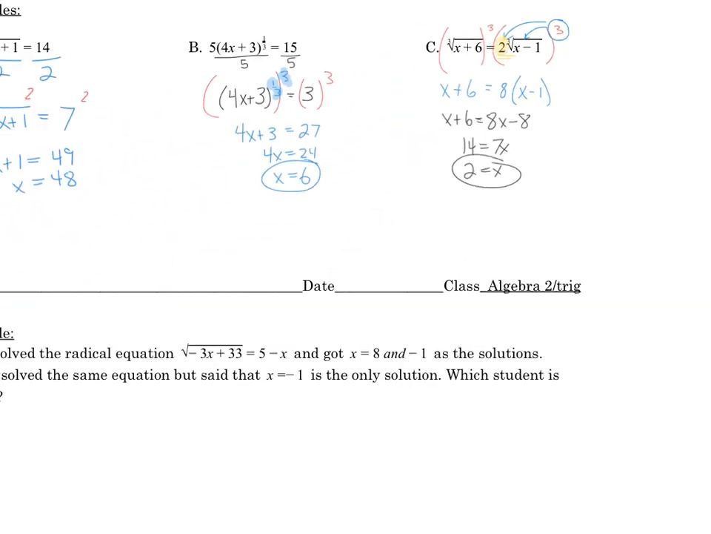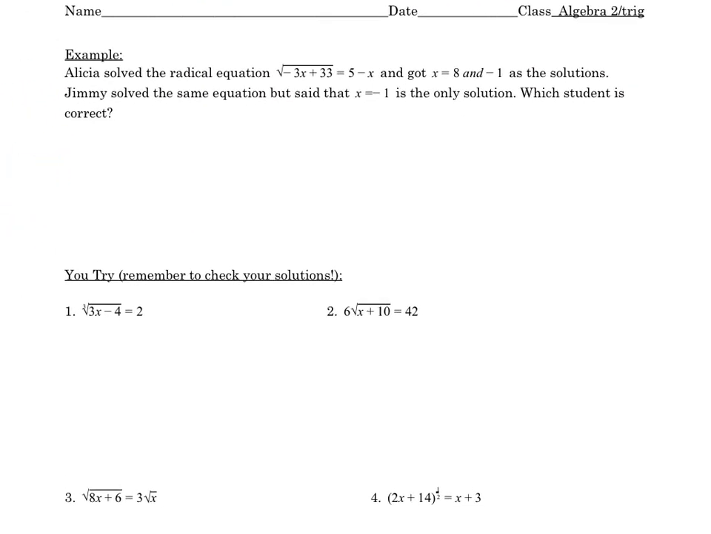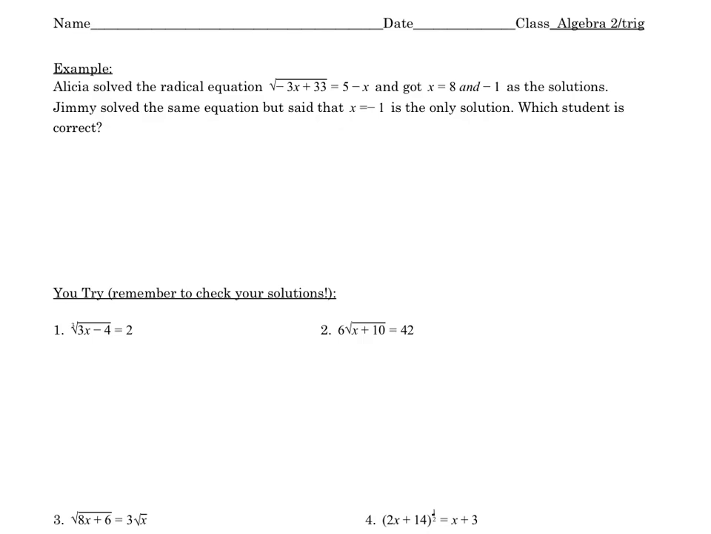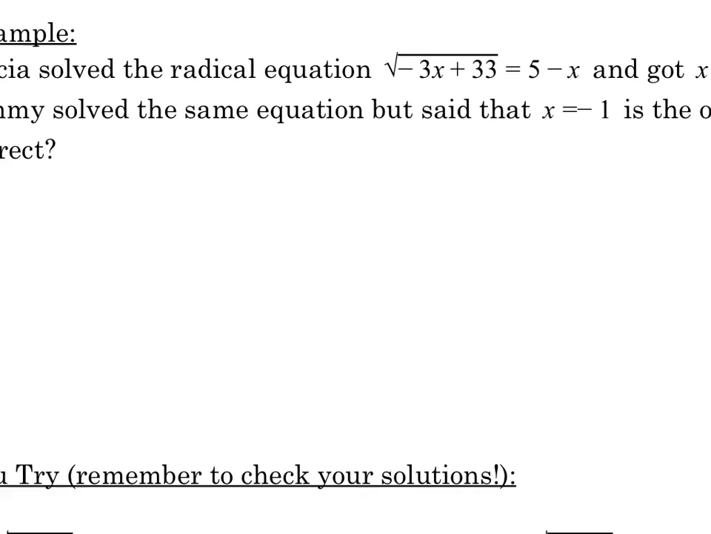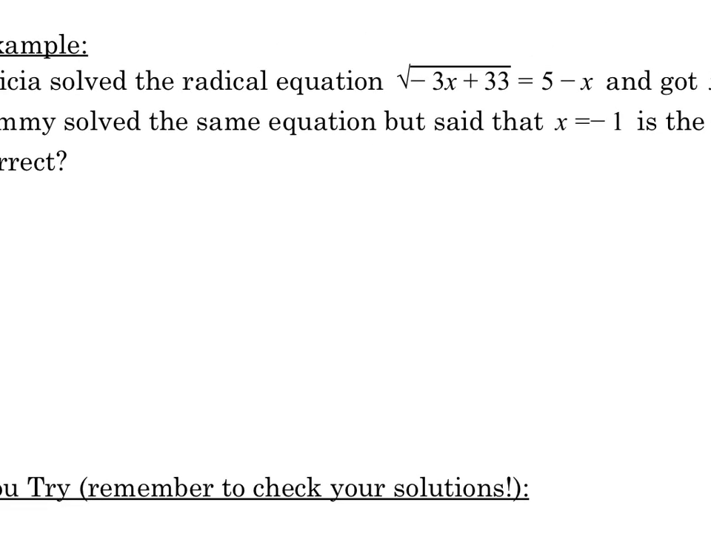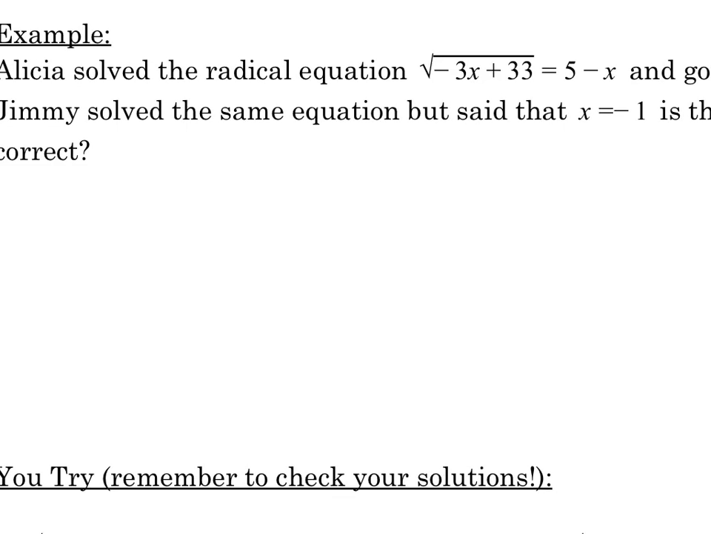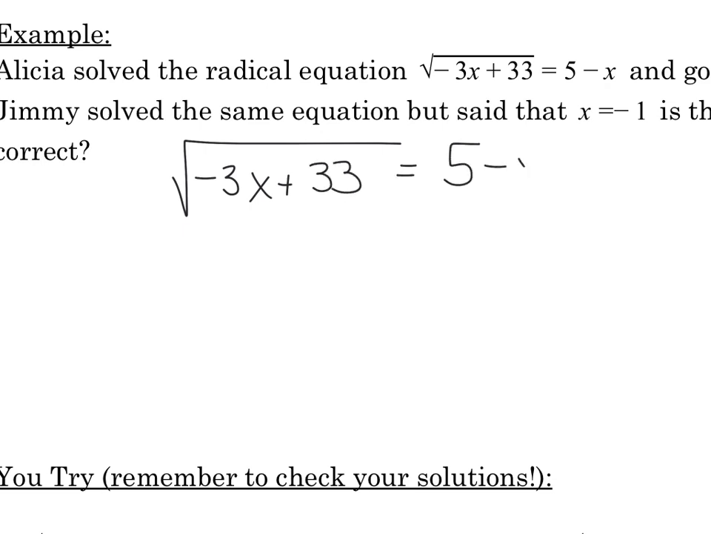So let's move to the example on the next page. In this example, Alicia solved the radical equation and got 2 solutions, and Jimmy solved and said there's only 1 solution. So let's try to solve this equation and see who's right. We have the square root of negative 3x plus 33 equals 5 minus x.